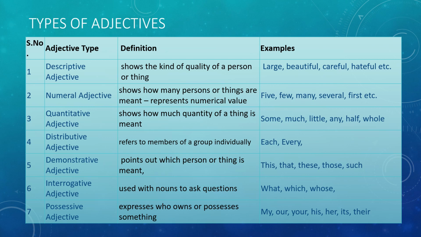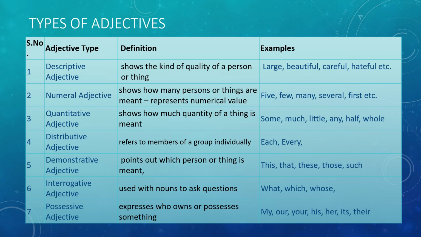And thirdly, quantitative. It refers to the amount of the thing mentioned in the statement. I have a few friends. Distributive adjective refers to each and every member of the group referred. Each judge has given positive remarks. Demonstrative adjective points out the particular thing. Those buildings are unique in architecture.